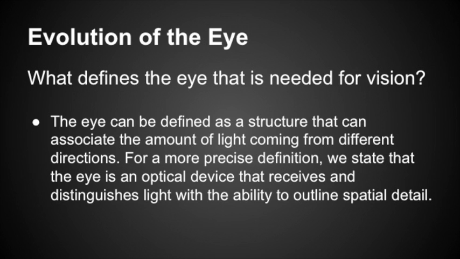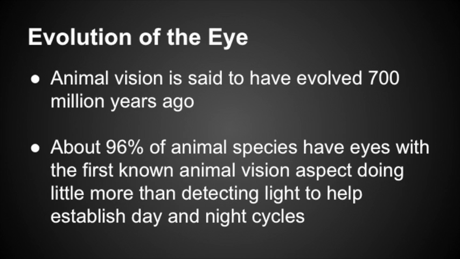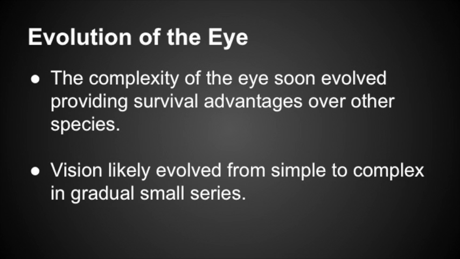When we break down the concept of vision, we start with the most necessary subject, the eye. The eye is a structure that has the ability to receive and distinguish light while outlining spatial detail. Beginning its evolution over 700 million years ago, animal vision started with the simple task of detecting light in order to determine day from night.